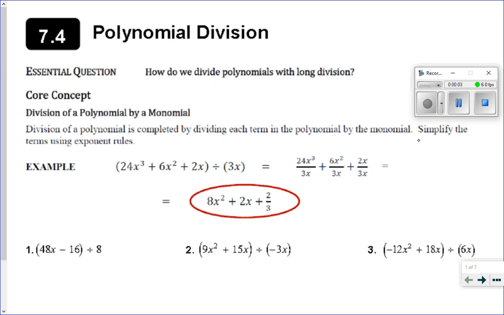Lesson 7.4 starts to talk about division, and it will lead us into our whole factoring unit. Essentially what that means is we're going in, you could think of it as, the reverse direction of all the multiplication work that we've done with polynomials up until this point.